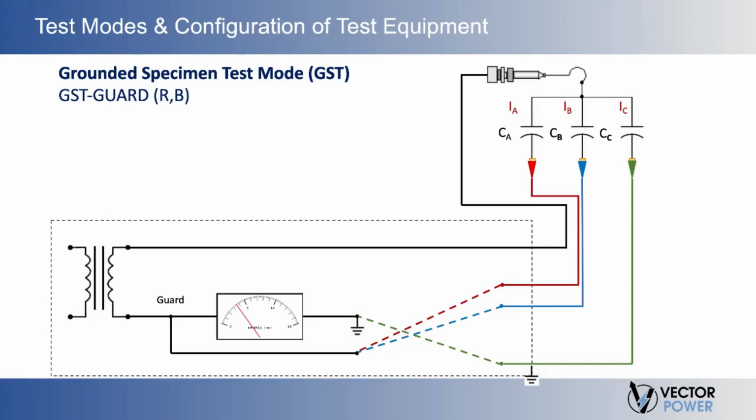Now, with the analyzer in the GST guard, the red and blue, the low voltage leads, are connected to the test circuit guard. Get ready to compare the configurations that we're going to show on the next two slides, and note that both are grounded specimen tests, or GST mode. That is, both circuits measure the insulation between the high voltage test cable and ground. The single difference between the next two slides will be the position of the low voltage leads with respect to the measuring circuit.